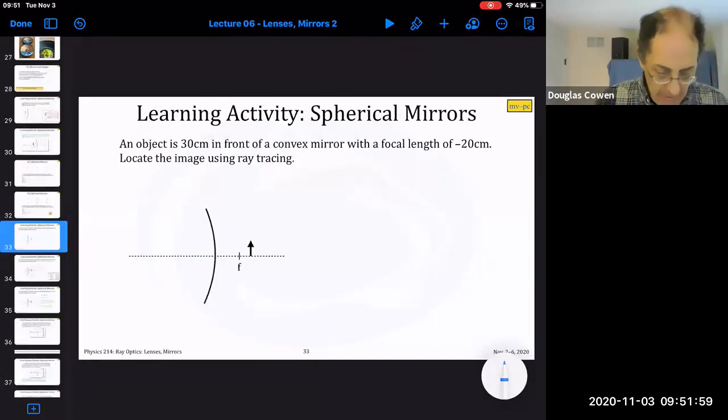So I'd like to do one last example here involving an object that's 30 centimeters in front of a convex mirror. So the reflecting surface here is on the right, and it has a focal length of minus 20 centimeters. And we're going to locate the image first using ray tracing, and then we'll do it numerically.